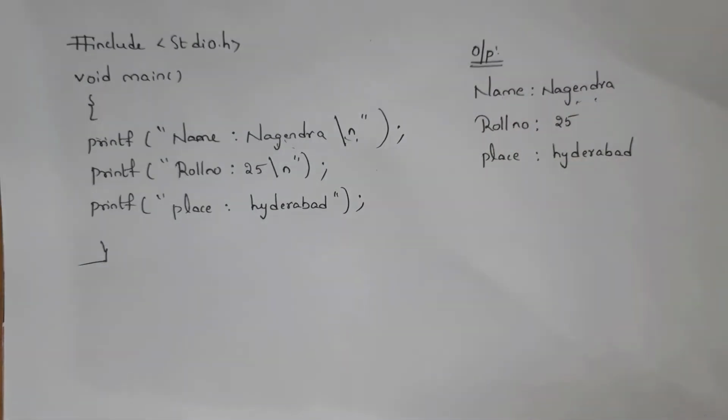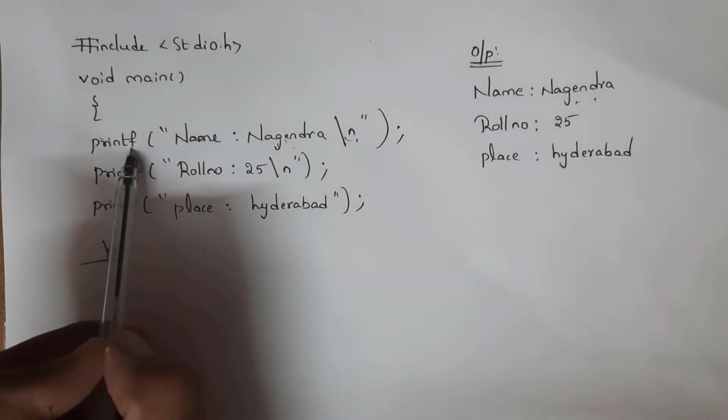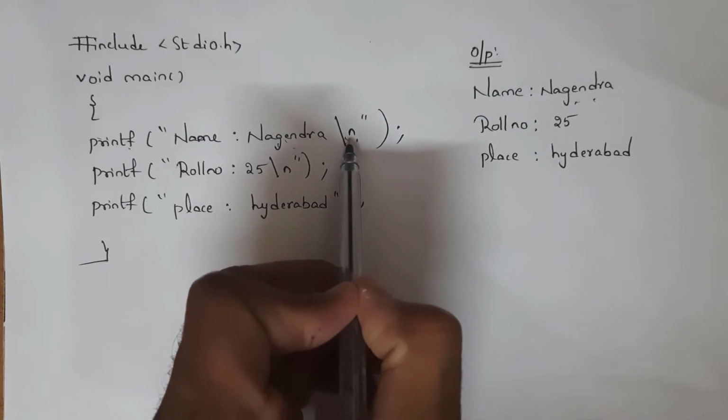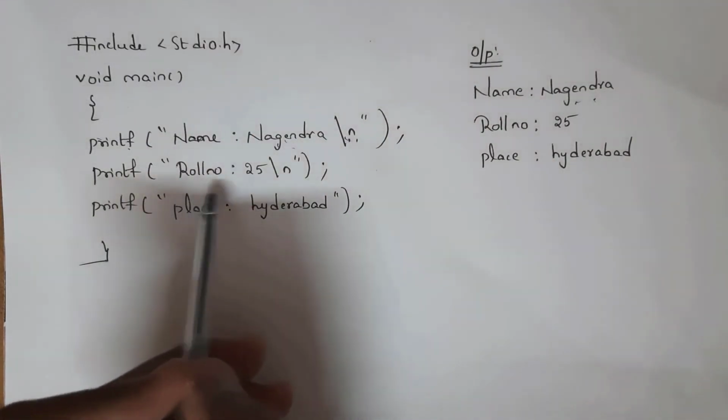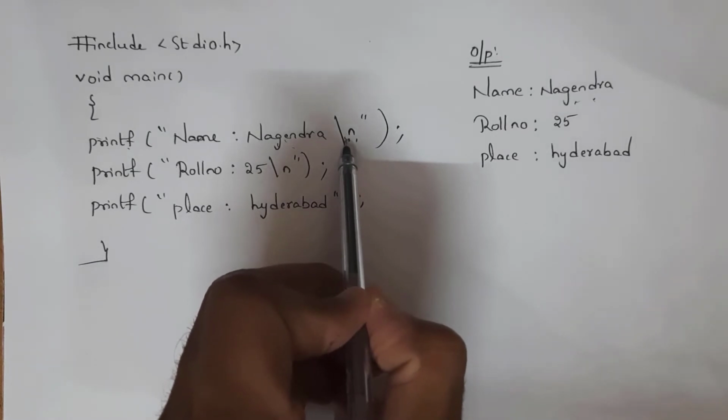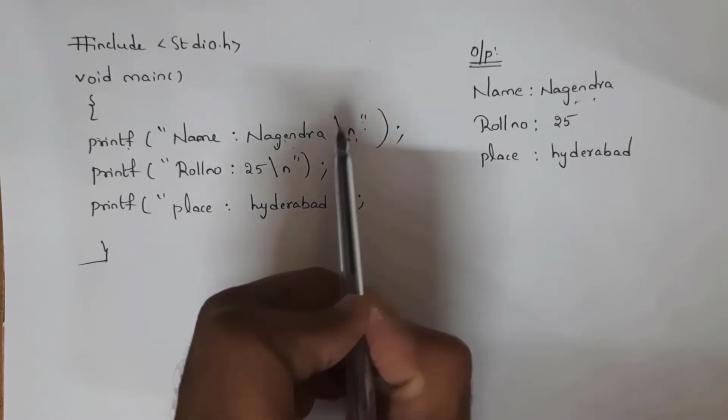This is the output which I want. For that purpose, at first I took printf and inside double quotations I wrote name Nagendra, and here I gave \n. Whenever you give \n, the next statement will be printed on the next line. So I gave \n here. Definitely you need to give \n inside double quotations. You should not give \n outside double quotations.